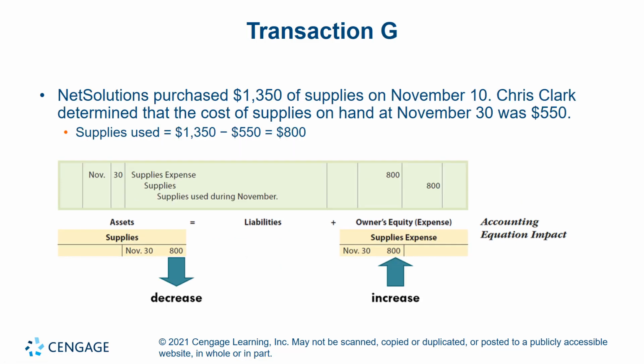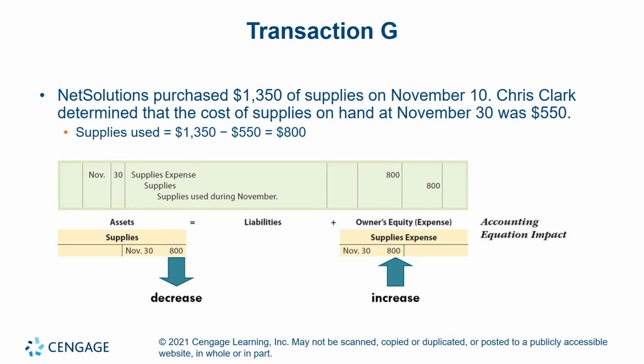Transaction G. Net Solutions purchased $1,350 of supplies on November 10th. Chris Clark determined that the cost of supplies on hand at November 30th was $550. So supplies were purchased earlier in the month and the balance of supplies was $1,350. But now, at the end of the month, November 30th, the owner goes into the supplies room and determines that only $550 of supplies were left on hand.